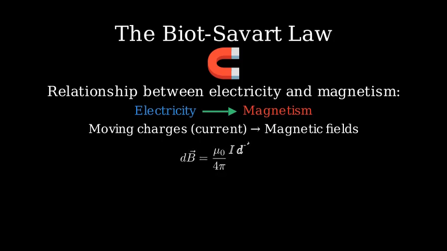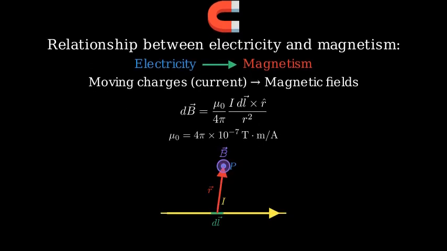The magnetic field dB created by a small segment of current-carrying wire dl at a point P is given by this equation. Here, mu0 is the permeability of free space, a constant with a value of 4 pi times 10 to the negative 7 Tesla meters per ampere. I represents the current flowing through the wire, and dl is a small vector segment of the wire in the direction of the current. r is the vector pointing from the current element to the point P where we're calculating the field, and r hat is the unit vector in that direction.